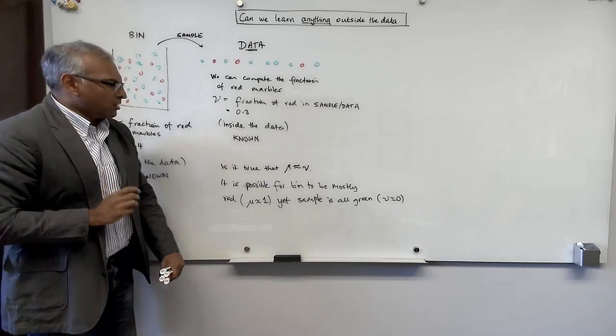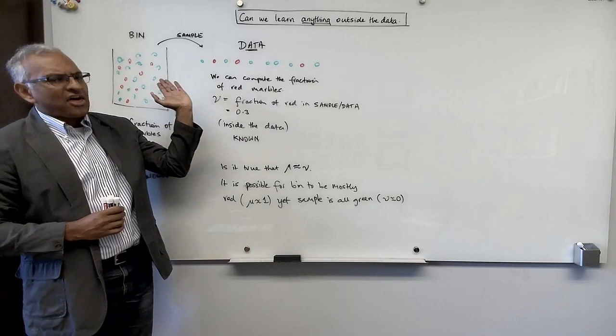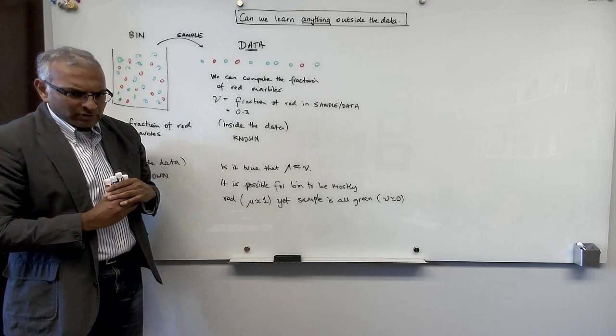But now let me show you what's going on in this experiment. Instead, let's say we picked, instead of 10 marbles, 1,000 marbles. Let me show you what's going on in this experiment. But in order to show you, we must realize that when we do this experiment once, random things can happen.